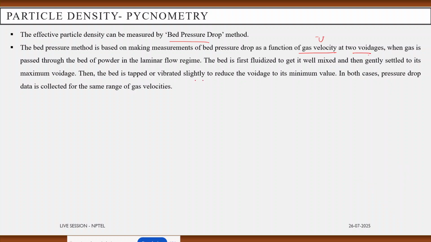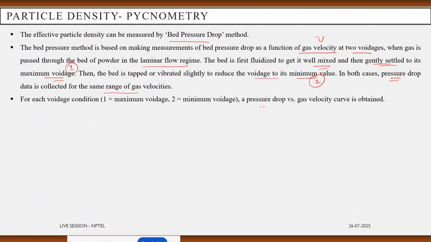So when the gas is passed through the bed of the powder in the laminar flow regime, the bed is first fluidized to get it well mixed, and then it is allowed to gently settle to its maximum voidage condition, which is denoted as case 1. The bed is then tapped or vibrated slightly to reduce the voidage to a minimum value, which is labeled as case 2. In both cases, we measure the pressure drop in the bed, and the pressure drop data is collected for a range of gas velocities.